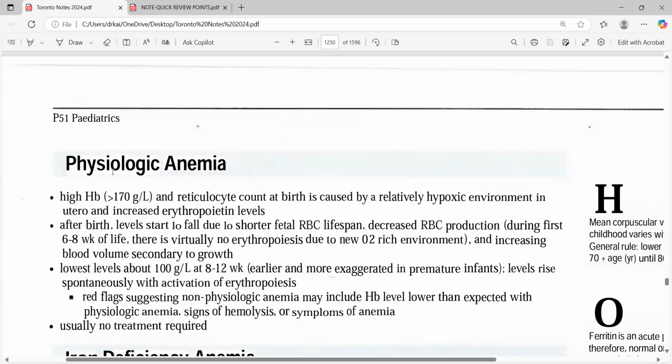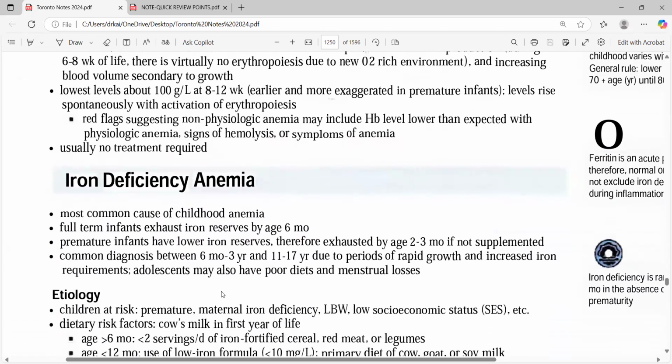Then the physiological anemia: basically a high HB, more than 170, is there at birth, with reticulocytes, caused by the hypoxic environment. After birth, the blood HB level falls due to a shorter RBC lifespan, so it's normal. So you have to counsel the mother. It will be like that during the first 6 to 8 weeks, and then it's going to get back up to increase the blood volume for growth. Then the lowest range is about 100 at the 8 to 12 week level. In premature babies, the level rises spontaneously with activation of erythropoiesis.